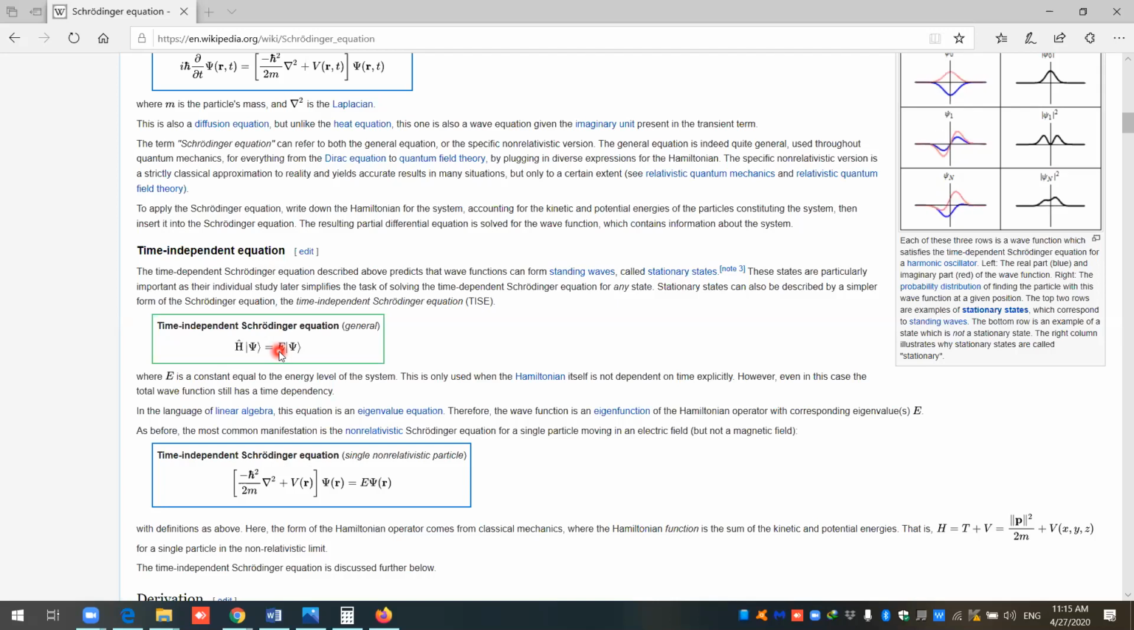The most important part in this equation is psi, which comes to explain the wave character. As you can see, it's the wave character of the particle. So let's go into a deeper concept.